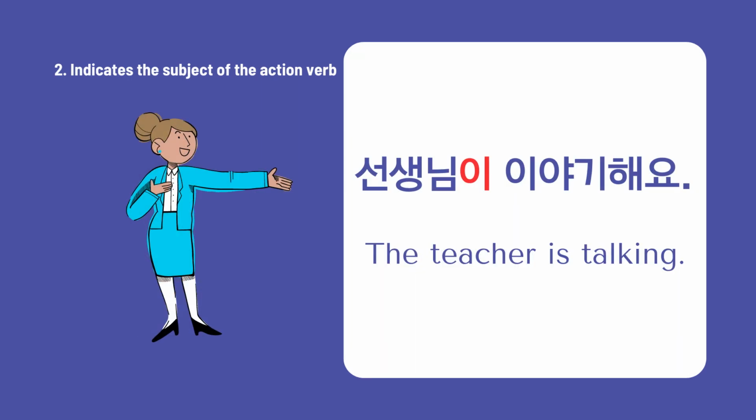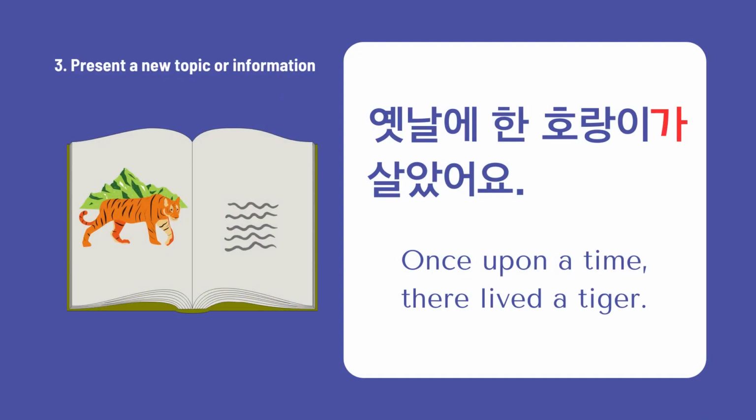선생님이 이야기해요. In this example, 이 is added to the subject 선생님 to indicate that the teacher is the one who is speaking. 옛날에 한 호랑이가 살았어요. This example indicates the beginning of a story by adding the subject marker 가 after the main character, which is a tiger.